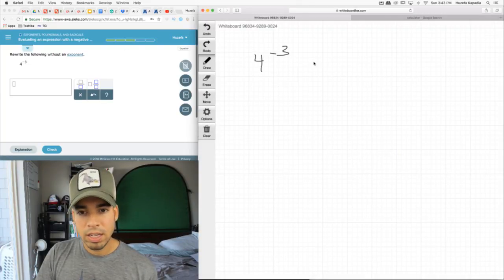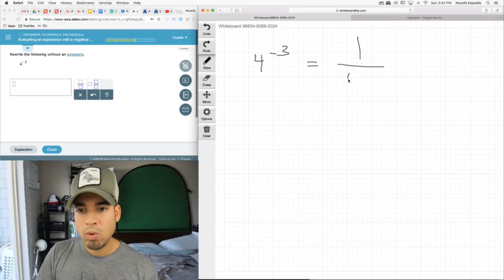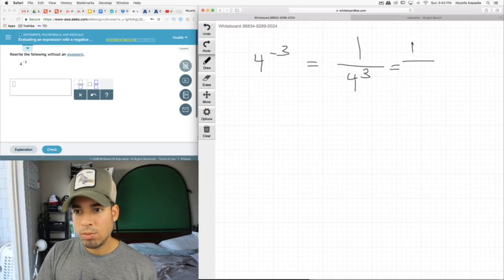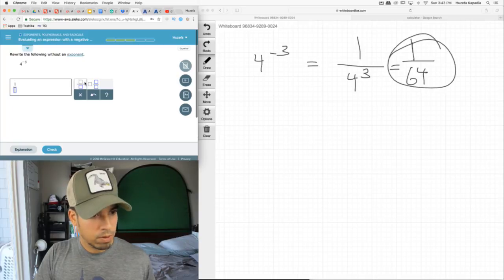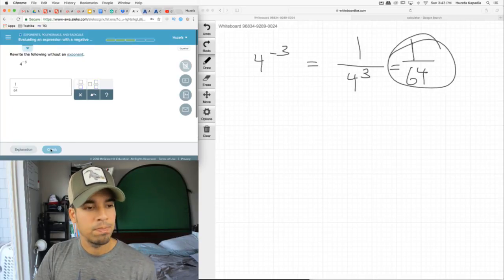Last but not least, 4 to the negative 3rd. Again, that's just 1 over 4 to the positive 3 exponent. 4 cubed is 4 times 4 times 4. 4 times 4 is 16, times 4 again is 64. So it's 1 over 64.